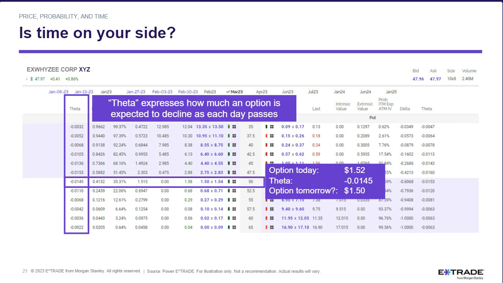So it basically says if the option today is worth $1.52, well, tomorrow, same time, same bat channel, the option's going to be worth $1.50, just because a day less in its life is available. That's called time decay, and it's an important component of options. And so let me illustrate time decay for you a little bit here.